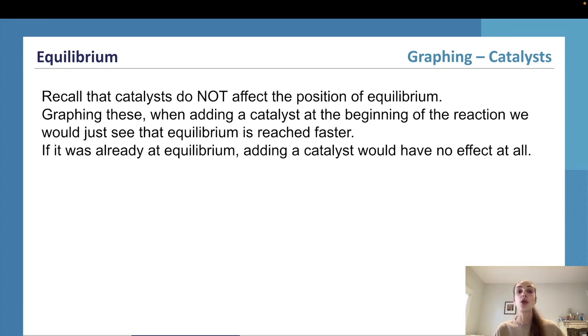And if the reaction was already at equilibrium, adding a catalyst would have absolutely no effect at all on the position of equilibrium, because it would be increasing the rate of the forward reaction and the rate of the reverse reaction by the exact same amount.